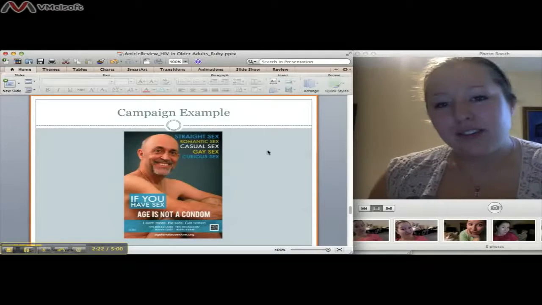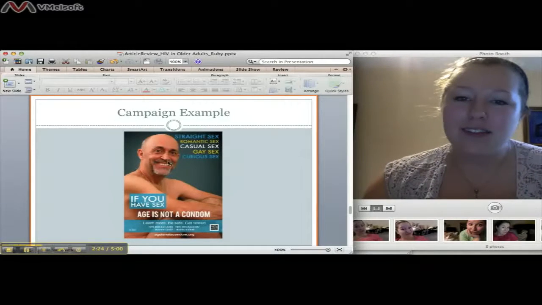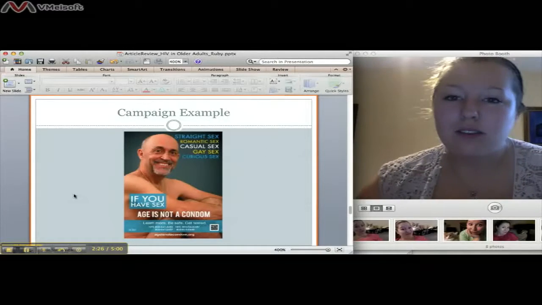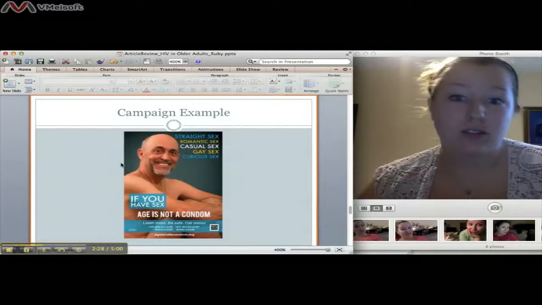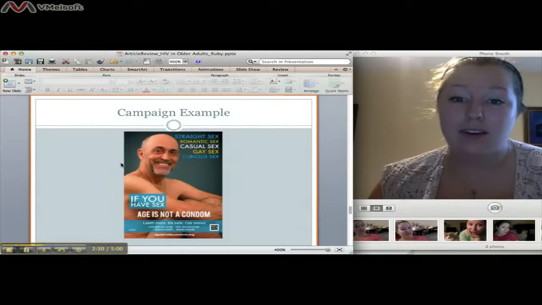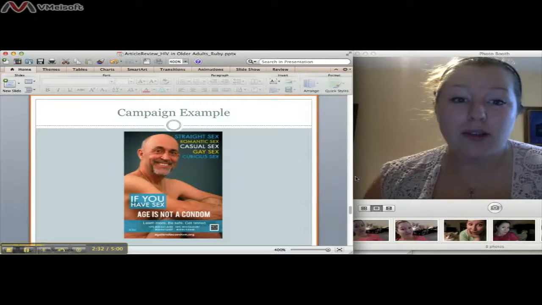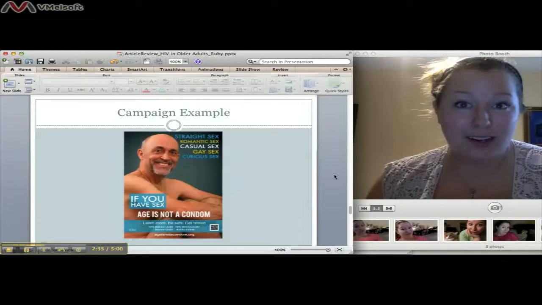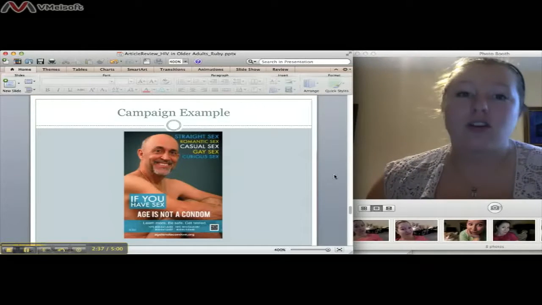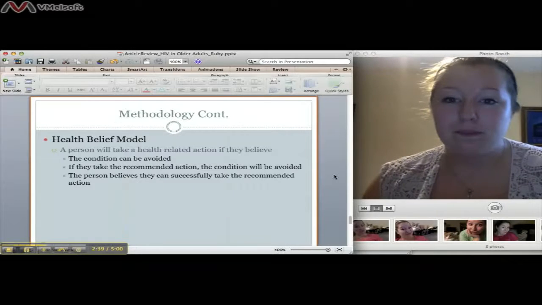And then I also like this one. I thought it was kind of nice to have a happy face. You can see it says straight sex, romantic sex, casual sex, gay sex, curious sex. It doesn't matter. Age is not a condom. You might think you don't need to wear a condom because you're not going to get pregnant, but that doesn't matter. You still need to protect yourself from STIs and STDs.